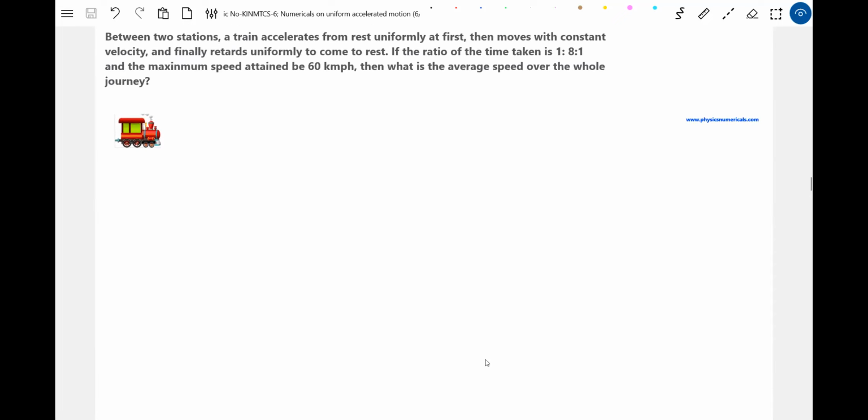Between two stations, a train accelerates from rest uniformly at first, then moves with a constant velocity and finally retards uniformly to come to rest. If the ratio of time intervals is 1:8:1 and the maximum speed attained is V, then what is the average speed over the whole journey?